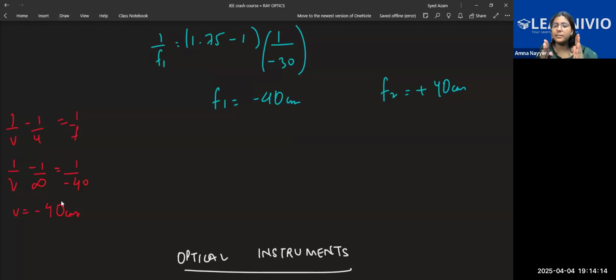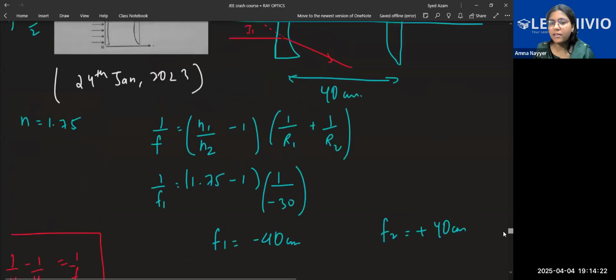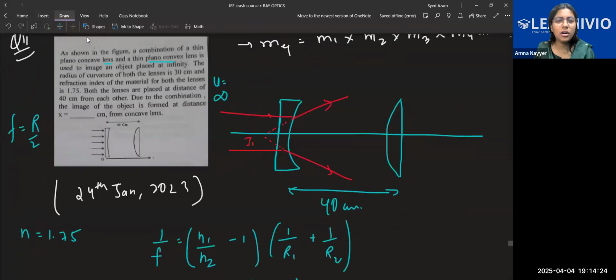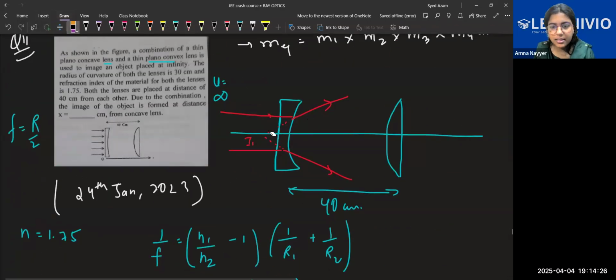Image is formed at 40 centimeter. Now look, this is the first case. Now refraction will occur from the second lens. Now look how we have it. Let me draw it a little wider because this isn't looking right. Let's say somewhere here the image has been formed.